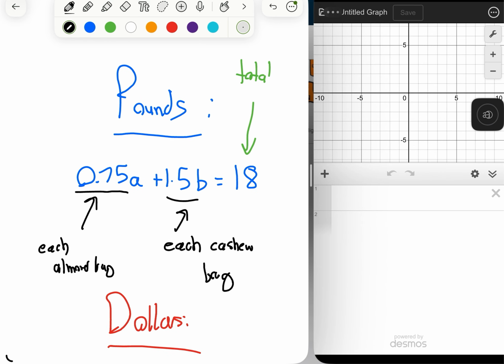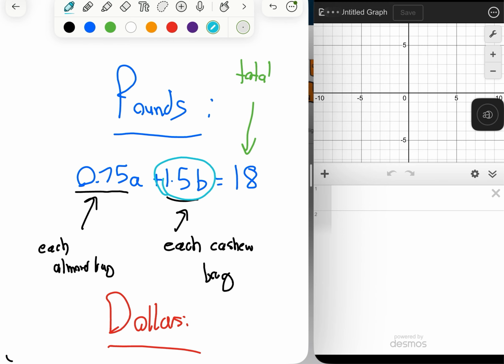Well, now if you think about it, 0.75 is the pounds for each almond bag. If you multiply that by the number of almond bags, then this entire value gives you the total number of pounds that only the almond bags contribute.